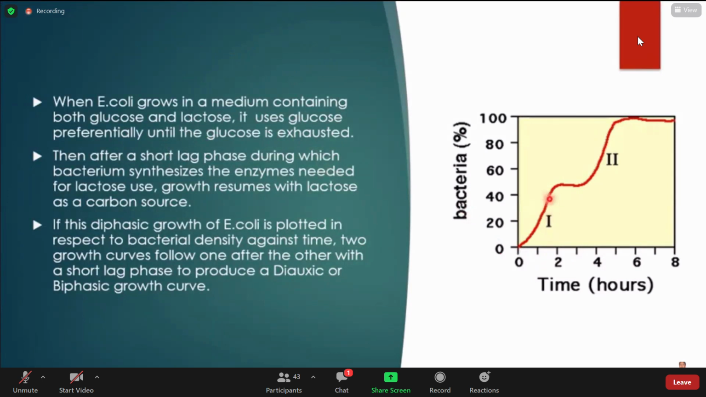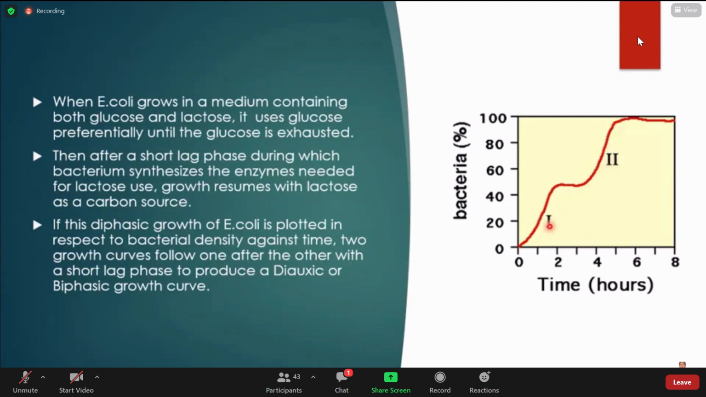When the glucose is exhausted, what happens? It will slightly think of what to do. Shall I eat the thing that I don't like? Obviously it will start eating the lactose and using the lactose. So slowly again it grows in size, and this is the second phase of exponential growth.